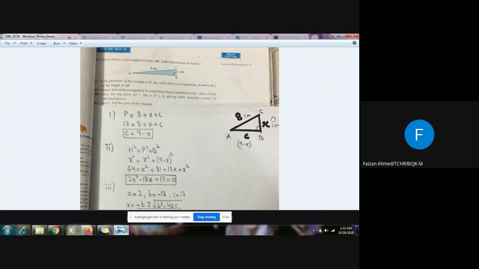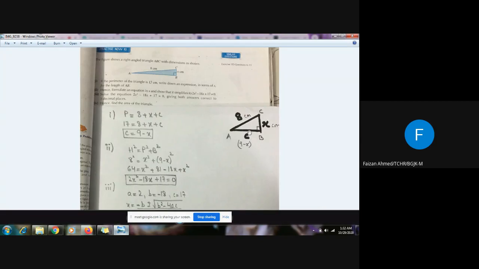Assalamu alaikum. We have a word problem on quadratic equations. This has been taken from D3. It is basically practice now 10, in which the figure shows a right angle triangle ABC, whose dimensions are: the hypotenuse AC is equal to 8 centimeter, the perpendicular BC is x centimeter. The base AB is not given, so I am taking my base as C.